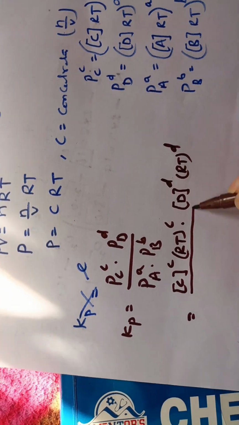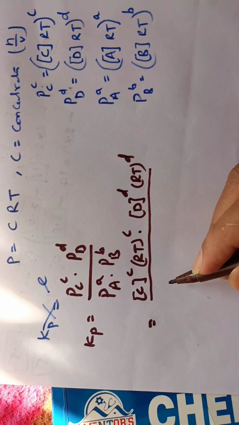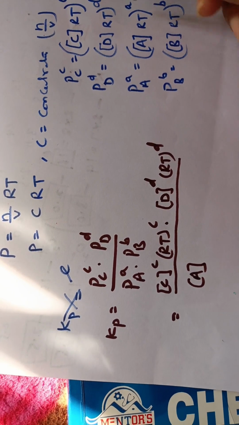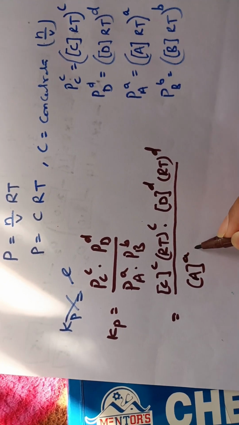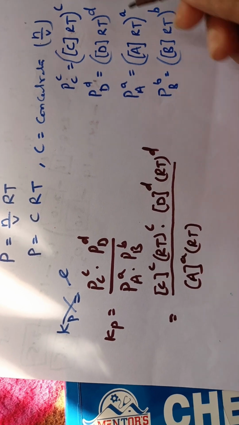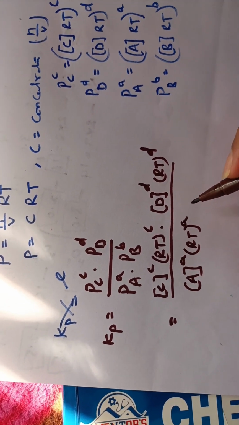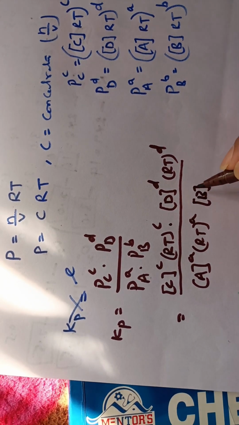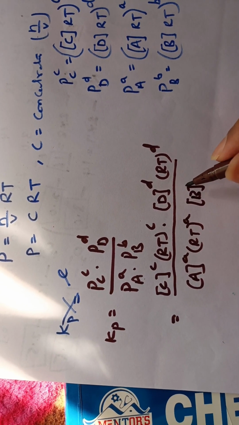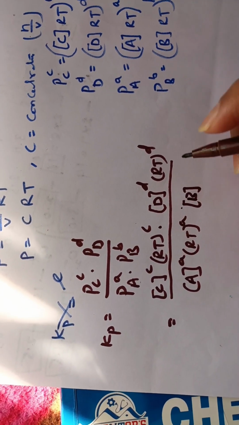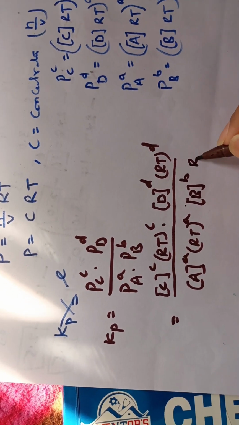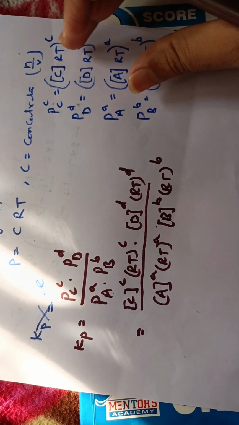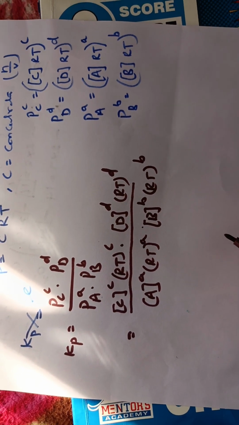Okay, by, and PA means this I have to write concentration [A] with power a and RT with power a. Okay, and PB, [B] square brackets with power b, and RT with power b. So I just substituted these values in this equilibrium constant with respect to pressure.